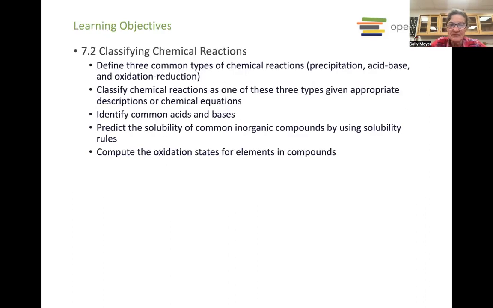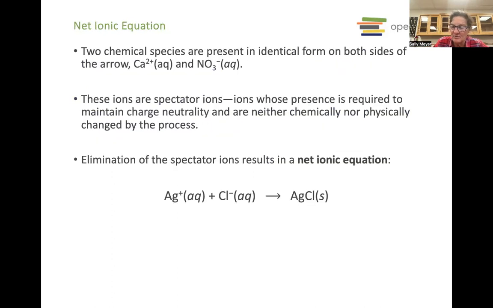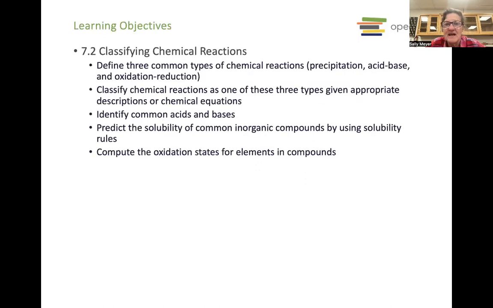So our next goal will be to learn about different types of reactions. So we want to be able to classify reactions as either precipitation, which this was a precipitation reaction, acid-base, and oxidation reduction. We want to be able to classify these three types given appropriate descriptions or chemical equations. So if someone describes to you or gives you an equation, we want to be able to look at that reaction and then be able to say it's one of these three types.